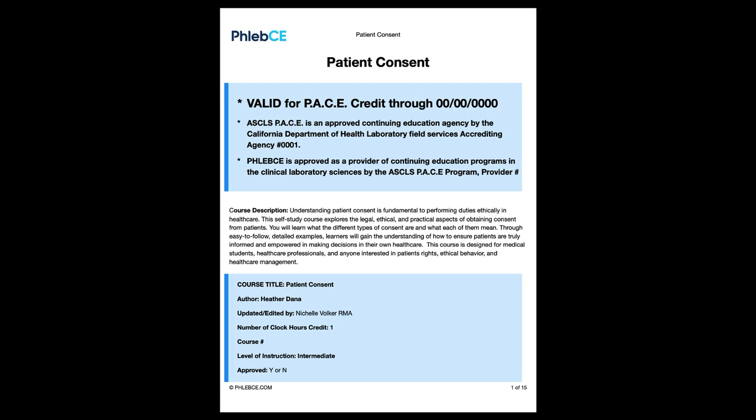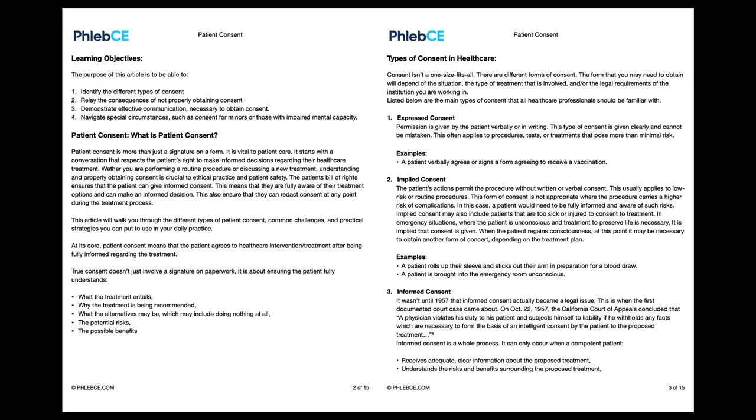We first start out with a course description, and we talk about our learning objectives, which are identify the different types of consent, relay the consequences if not properly obtaining consent, demonstrate effective communication, which is necessary to obtain consent, and navigate special circumstances, such as consent for minors and those with impaired mental capacity.